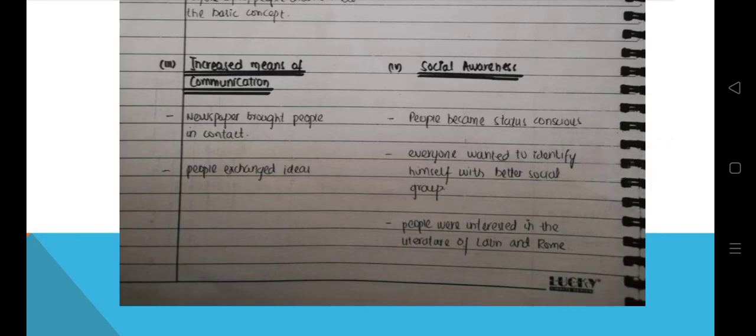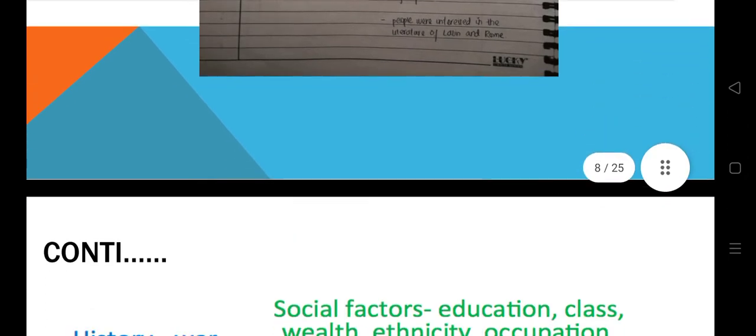Newspapers brought people in contact and people exchanged their ideas through different means of communication, and social awareness was there. People became status conscious as well, and everyone wanted to identify himself with a better social group, and people were interested in literature as well. So learning enhanced in this age.